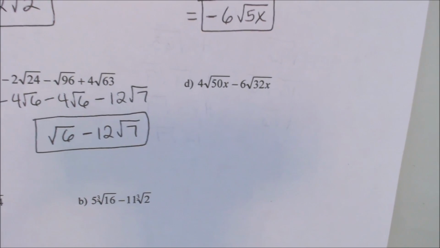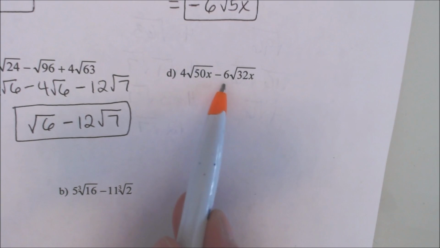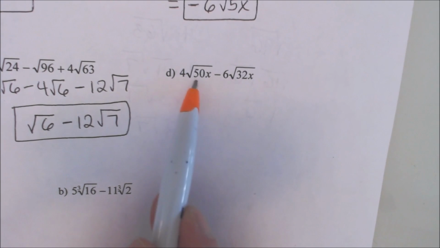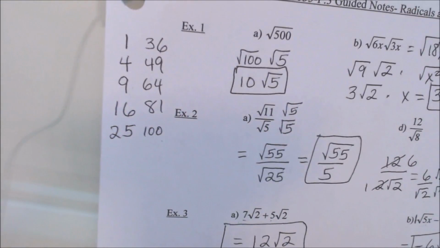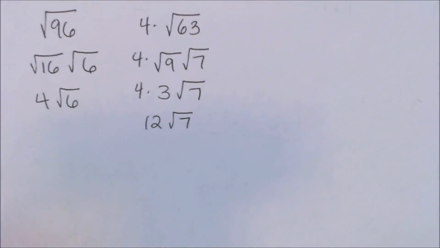Let's take a look at example D. So we have 4 times the square root of 50x minus 6 times the square root of 32x. So the 50 and the 32, I know I need to break down because there's numbers in our list of perfect squares that will go into both of those. I'm going to write this on the back so I have some more room.